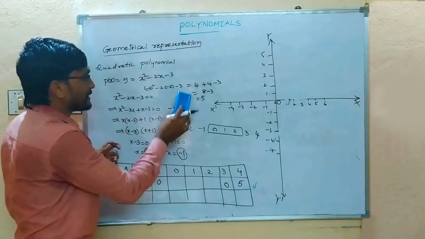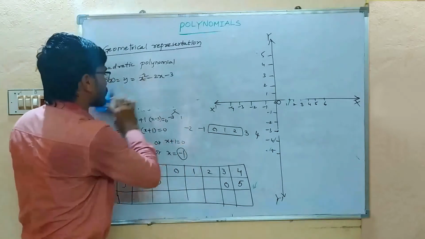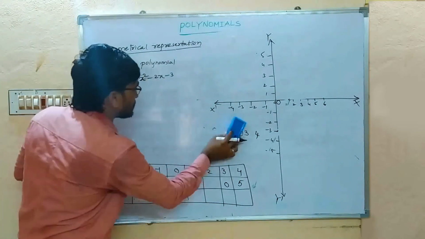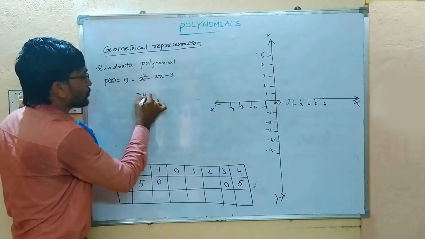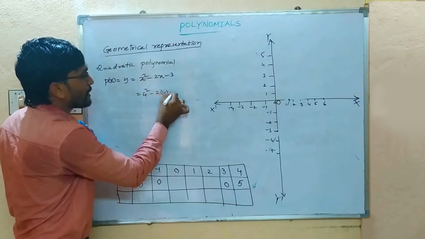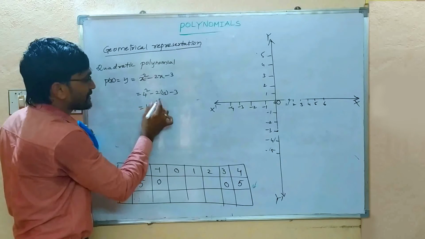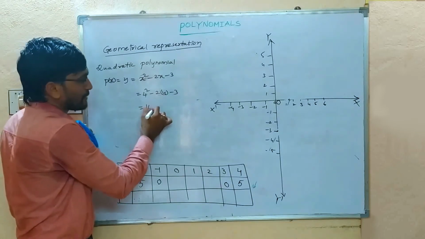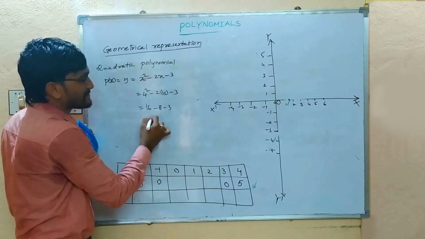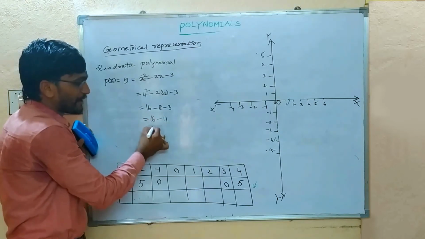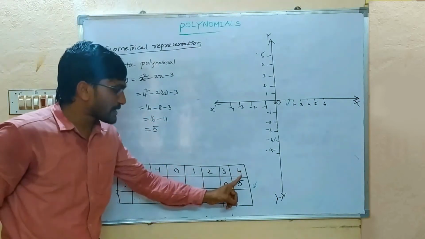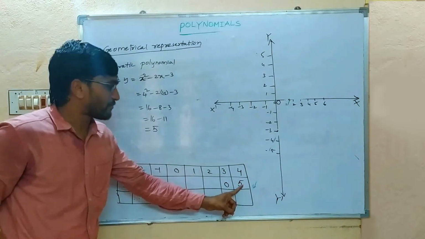Let us see whether it is correct or not. Once we have to check. At x equal to 4, 4 square minus 2 into 4 minus 3. 4 square means 16. 2 into 4, 8, minus 3. 16 minus 8 minus 3, that is 16 minus 11, 5. So at x equal to 4 also the value of y is 5.